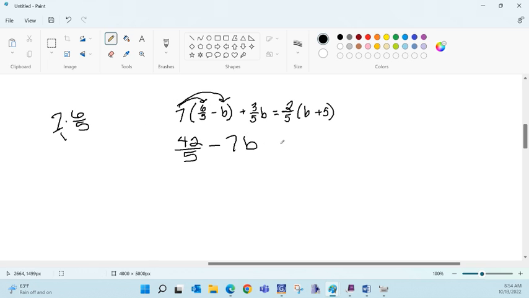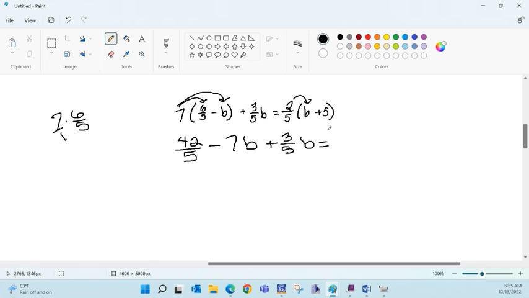This is why you're going to love tomorrow's lesson when it deals with getting rid of the fractions. Plus 3/5 b equals, let's distribute here. Tomorrow has some of the same topics, but it deals with getting rid of fractions and decimals. It also deals with coin problems.